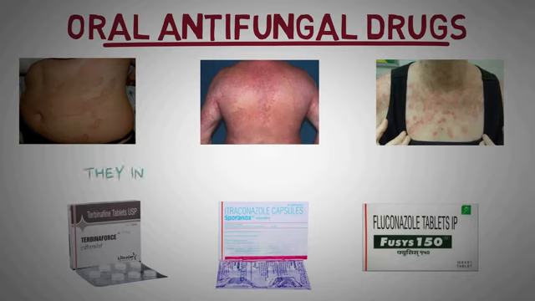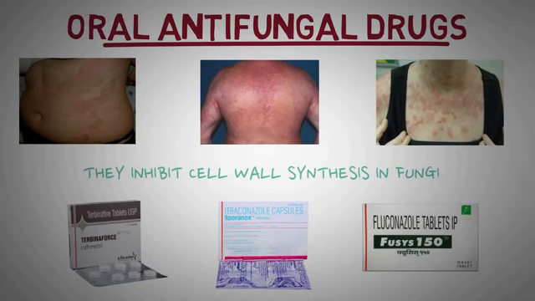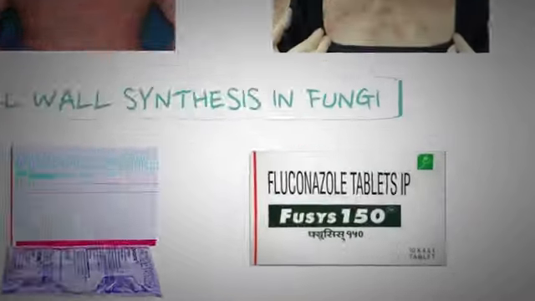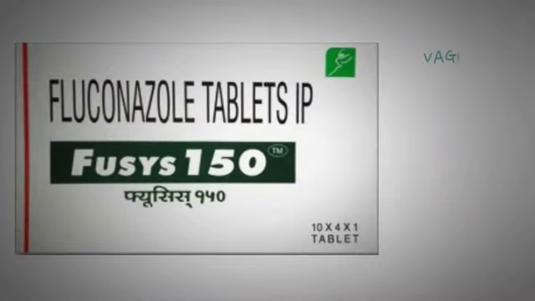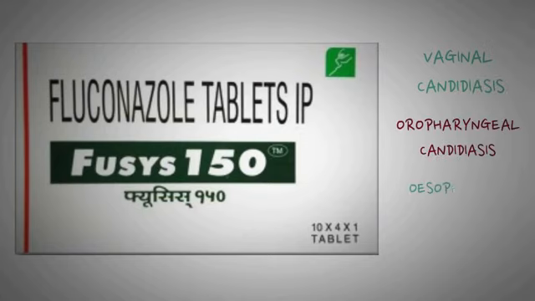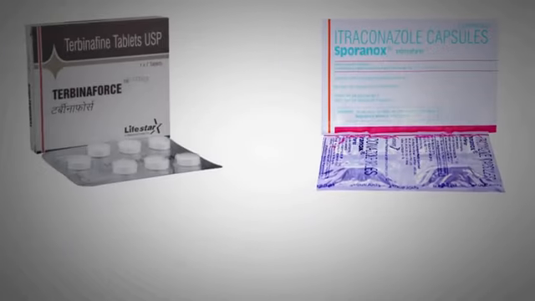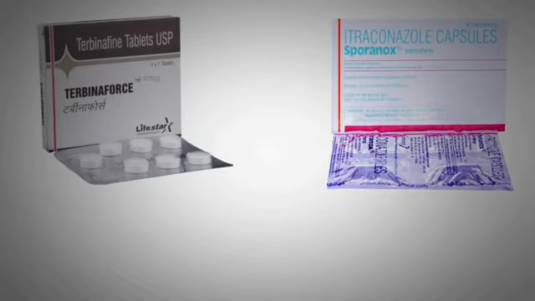These drugs act by inhibiting certain enzymes that are very important for the fungi to synthesize their cell wall. Without a proper cell wall, these fungi cannot grow and they soon die. Out of these 3, fluconazole is mainly indicated for the treatment of vaginal candidiasis, oropharyngeal candidiasis, and esophageal candidiasis, while itraconazole and terbinafine are mainly used for the treatment of tinea, and we will focus on them.